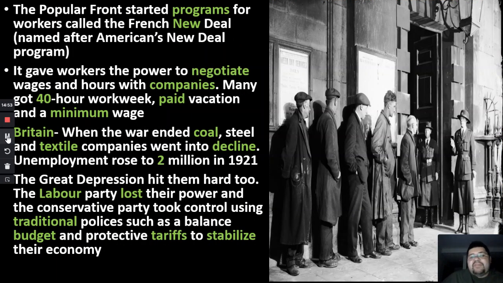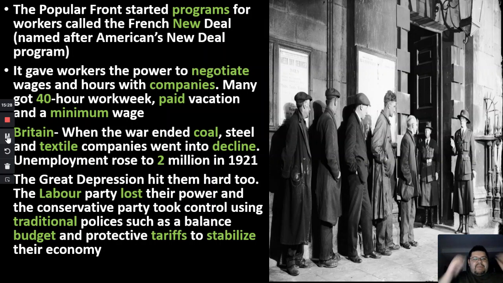Now, the Popular Front started new programs for workers. They called it the French New Deal. It was named after the American New Deal, which FDR did, which you'll learn about next year when you're in U.S. history. Now, what did this do? It gave workers the power to negotiate wages with companies, and also implemented a 40-hour work week, paid vacation, and a new thing called minimum wage. All these things, guys, brand new.